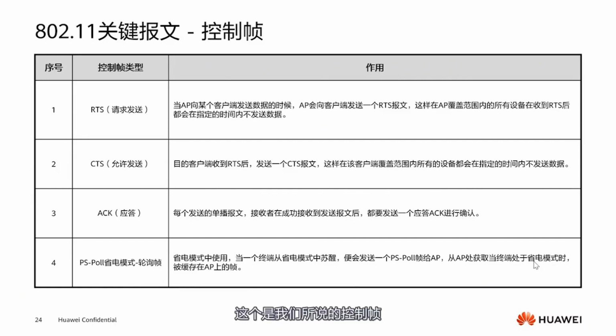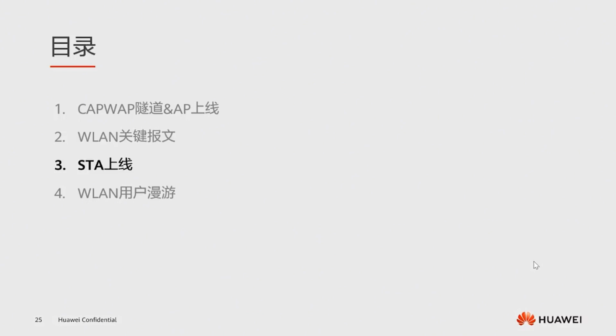Finally, there are the data frames. Data frames don't have any special types, just simple data frames. These are the key frames of WLAN. These frames are used to carry the entire wireless network. We'll continue with the third part, about STA going online. This part discusses how the STA goes online to the AP.